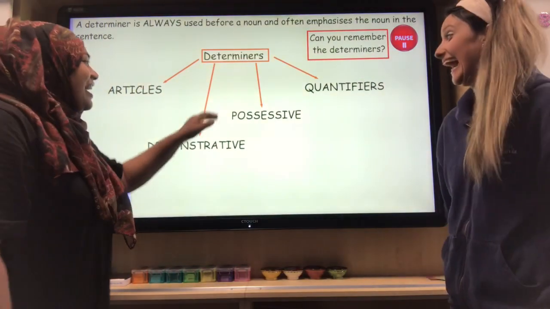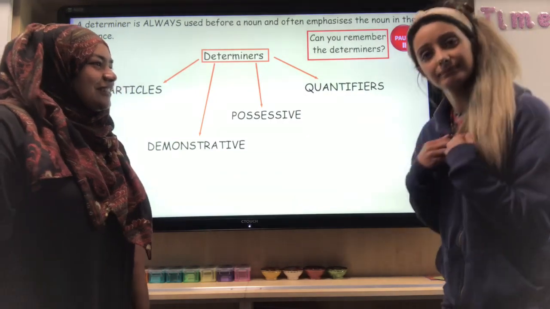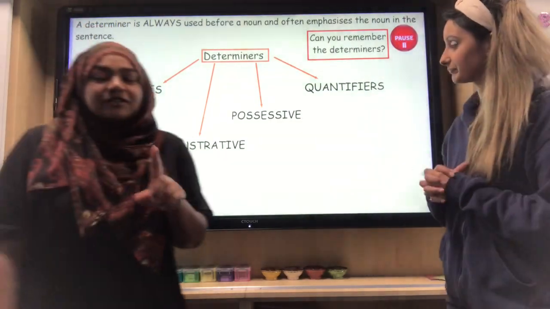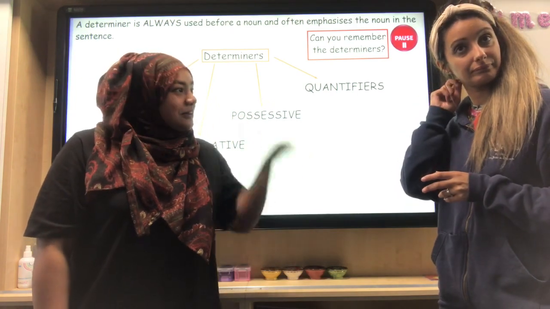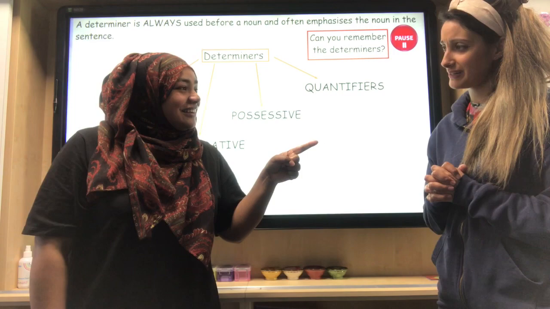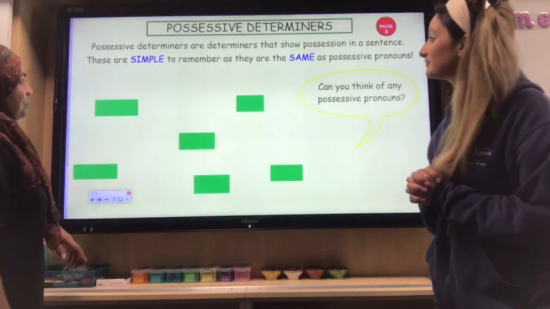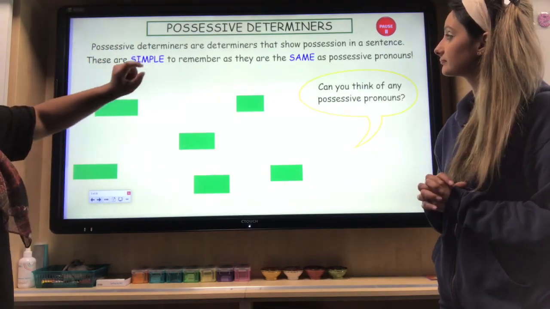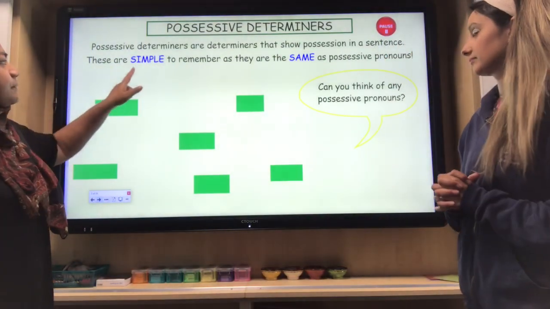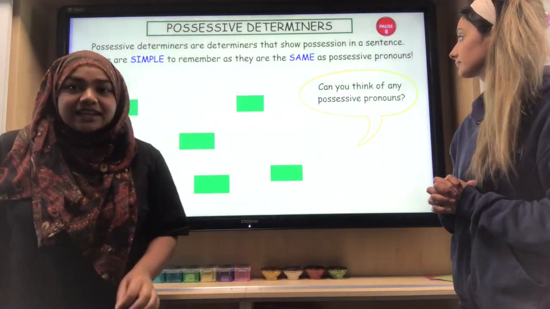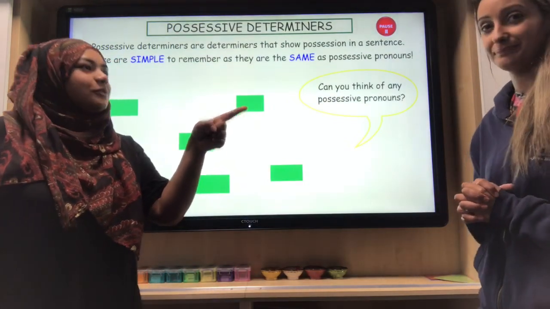And today we're going to look at possessive determiners. Do you want to show me an action for possessive? Belonging. Yeah. Now, possessive determiners, boys and girls, are really easy to remember because they are exactly the same as what, Mrs. Gale? Possessive pronouns? Brilliant, well done. So, possessive determiners are determiners that show possession in a sentence. These are simple to remember because they are the same as possessive pronouns. Now, can you think of any possessive pronouns, Mrs. Gale?